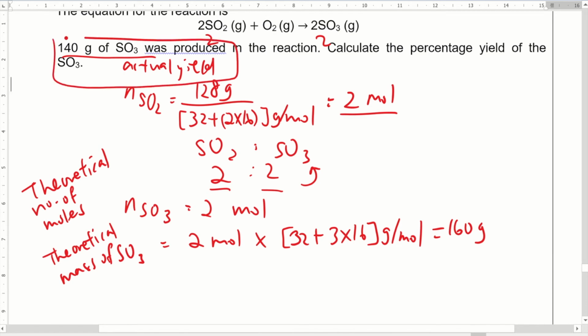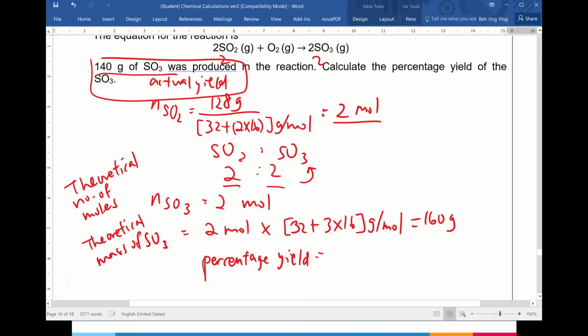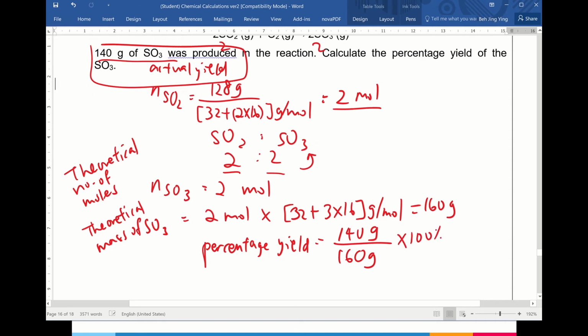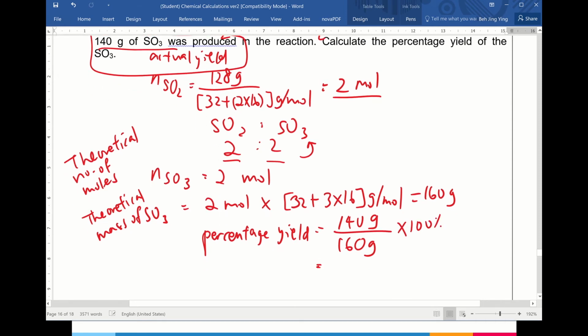But the actual mass is this. So what is the percentage yield? The actual mass is 140 gram. Theoretically, you should produce 160, but you only produce 140. So what is the percentage yield? The percentage yield is 87.5% to 3SF. Please remember your unit.